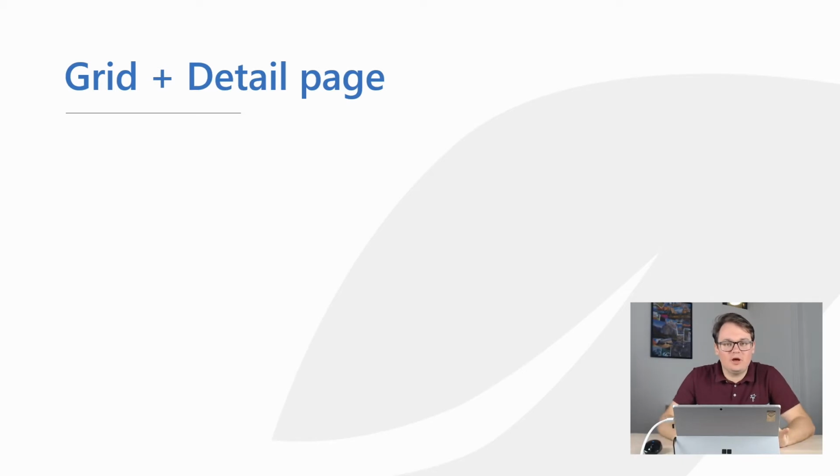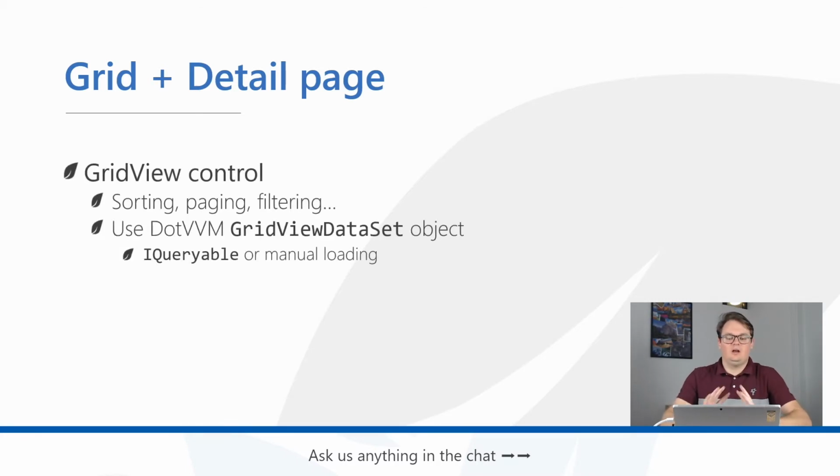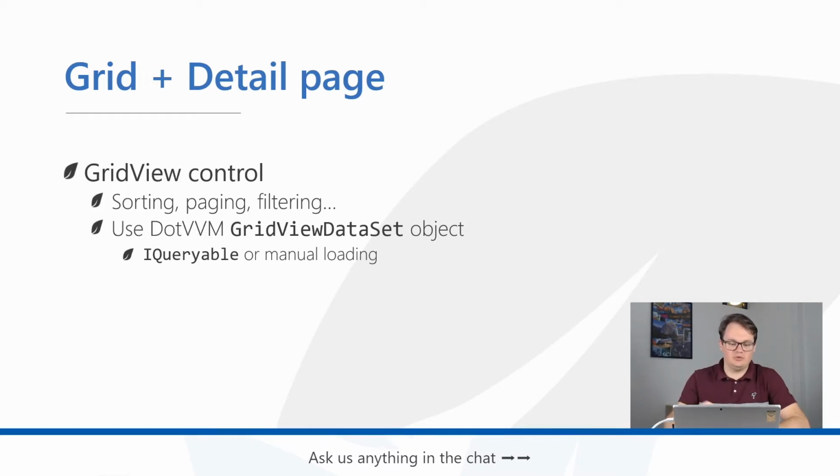I will show you a short example of how to do the most frequent requirement, which is a CRUD page. So a page where you can create, read, update, and delete your records. In DotVVM, there is the GridView control, which supports sorting and paging, and it doesn't support filtering right away, but it's very easy to add it, so you will see how to do it.